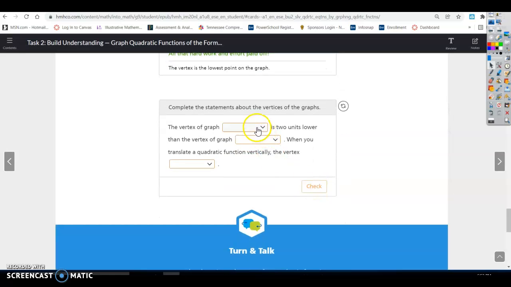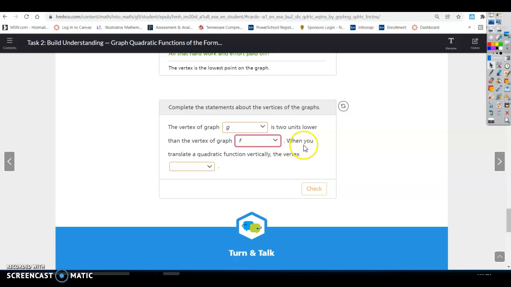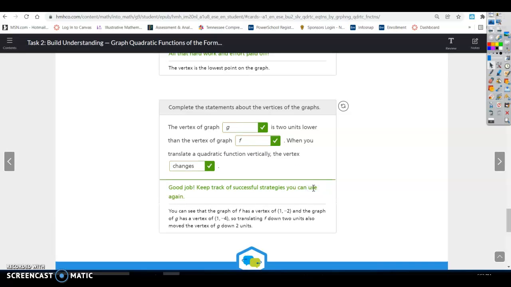And then it says complete the statements about the vertices of the graph. The vertex of graph g is 2 units lower than the vertex of f. When you translate a quadratic function vertically, the vertex changes. So the vertex does shift down 2 units. Even though the axis of symmetry is the same, the vertex moves down 2 units. All right, that's all for task 2. If you have any questions, let me know.